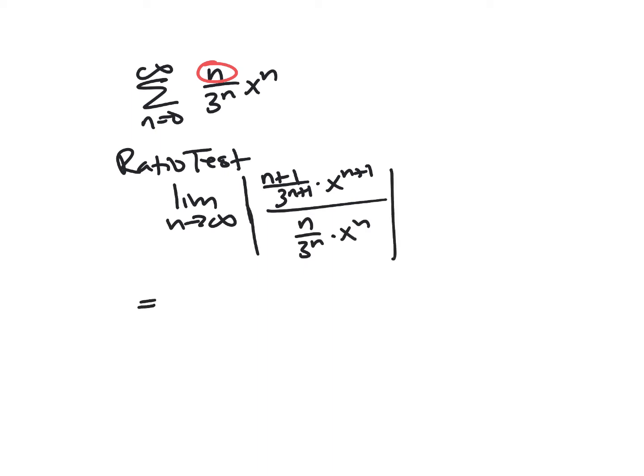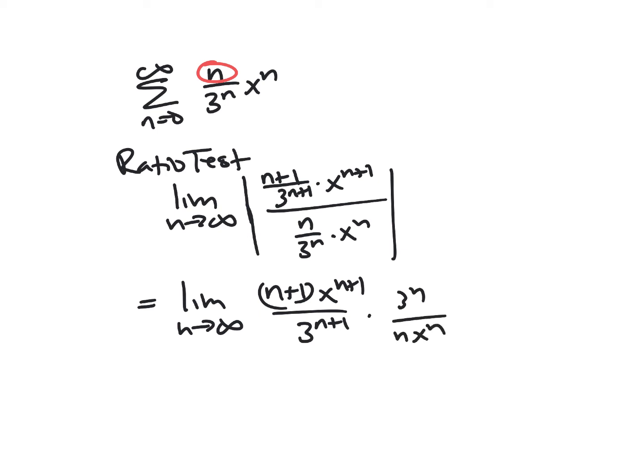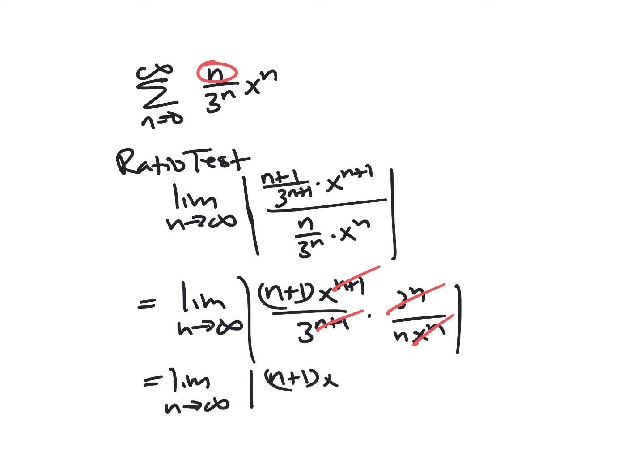Right, and of course, fraction over fraction looks a little nasty, so let's go ahead and rewrite this by multiplying by the reciprocal. So we have n plus 1, x to the n plus 1 over 3 to the n plus 1 times 3 to the n over n x to the n, all inside absolute values. So we can get some cancellation here, right? So 3 to the n and 3 to the n plus 1 leave just a 3 in the denominator. Similarly, we have just an x left on top. And so rewriting this, we just get the absolute value of n plus 1 times x over 3n.